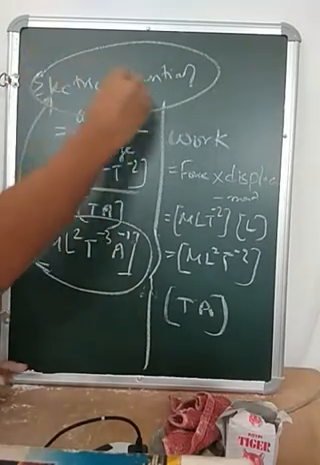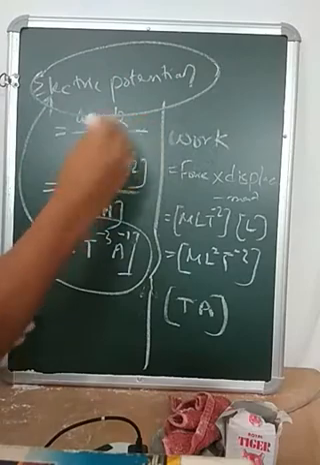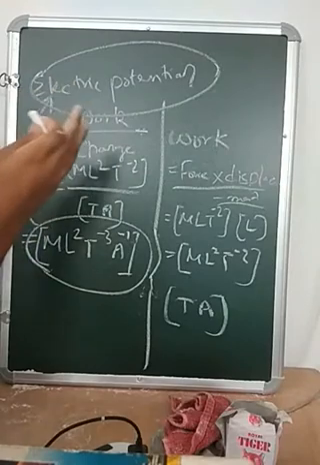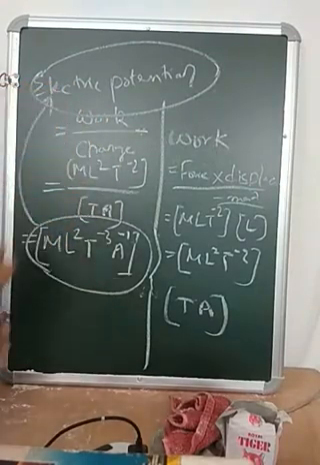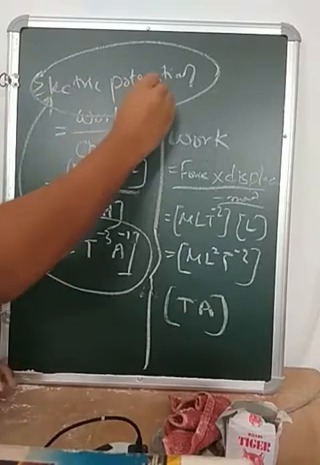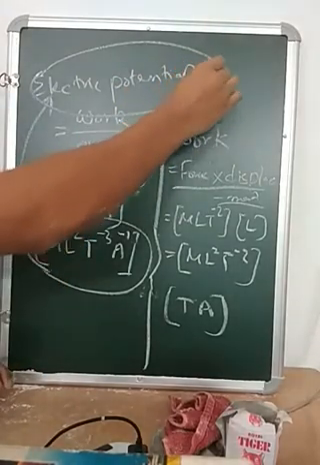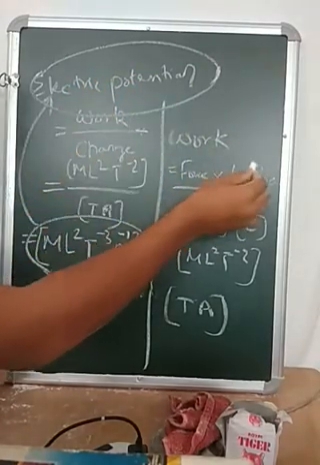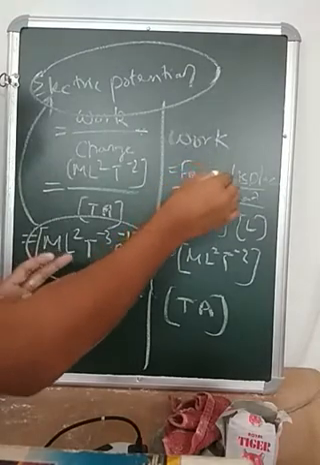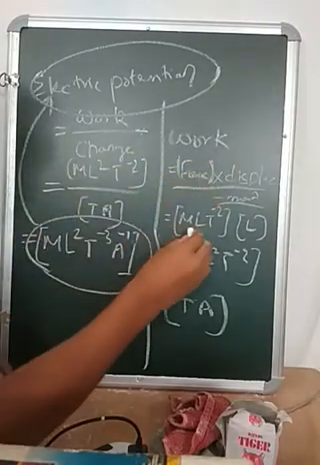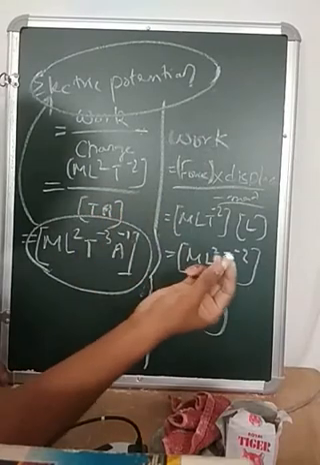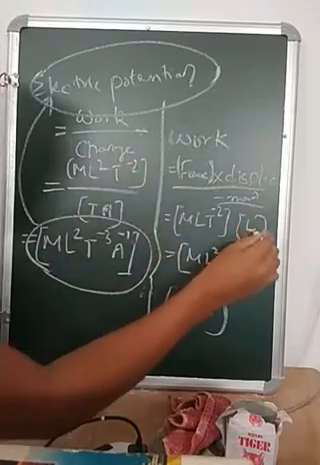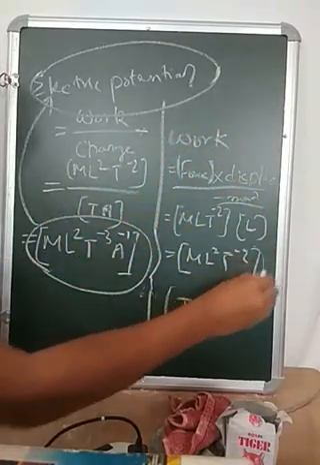First we have to see, electric potential is work by charge, and you know work means force into displacement. We have to simplify this. This is the direct physical quantity, electric potential, work by charge. So work means force into displacement. When we simplify force, what will it be? Mass into acceleration. Mass means M, acceleration L T to the minus 2, and displacement means L. So this is the formula for work.